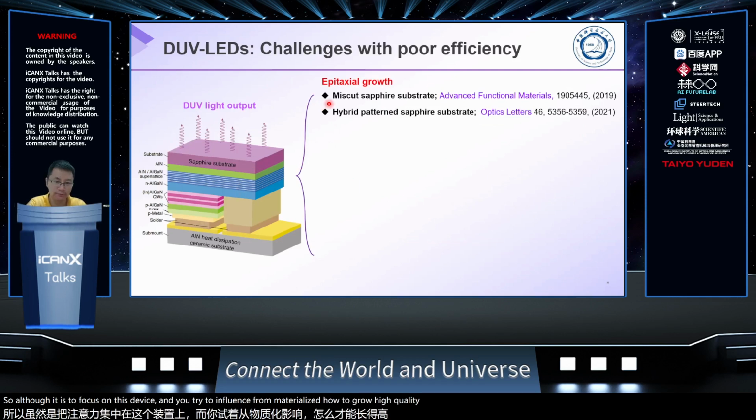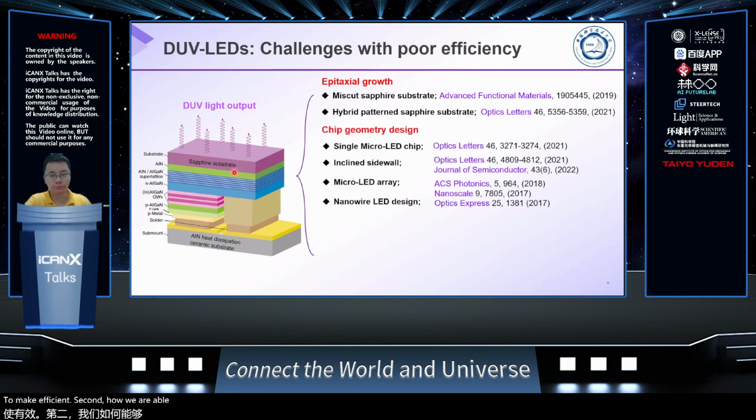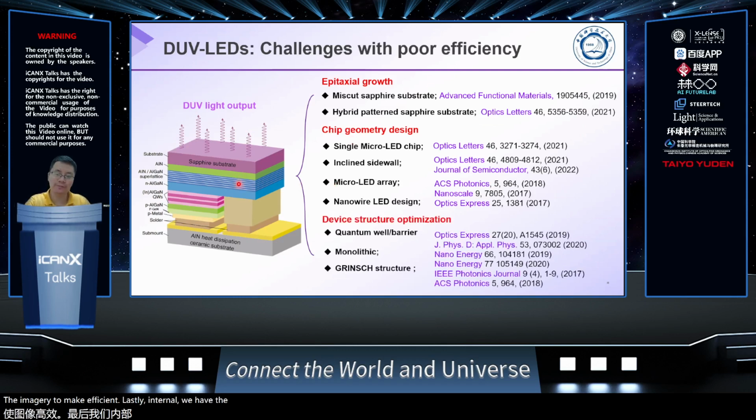how to grow high-quality material, okay? How to innovate the growth technology to make high-quality materials, as well as high-quality epitaxial growth techniques and process, optimize growth conditions to make efficient devices. Second, how we are able to optimize the device architectures, or the so-called chip geometry, to make efficient devices. Lastly, internally, we have to optimize, for example, how we are able to generate more photons out of this device and in the quantum wells, because in the quantum well, we generate the photons, right? So how we are able to optimize the device structure. Those are the works we have done in the past few years in our group, and I will discuss them one by one in detail later.